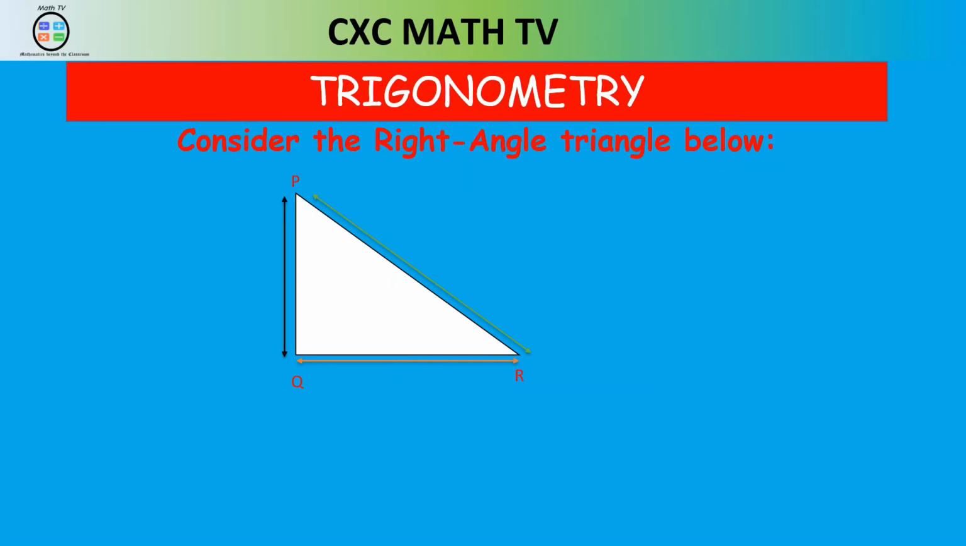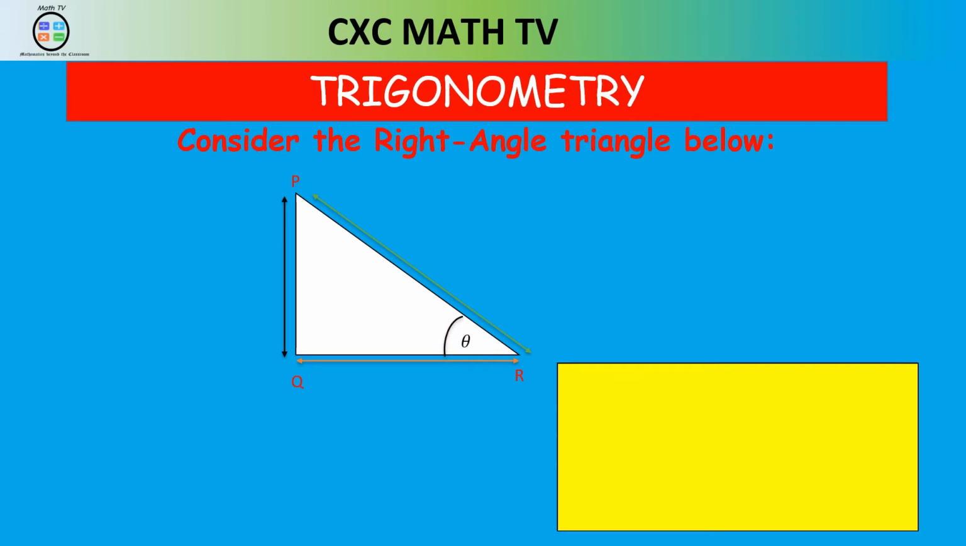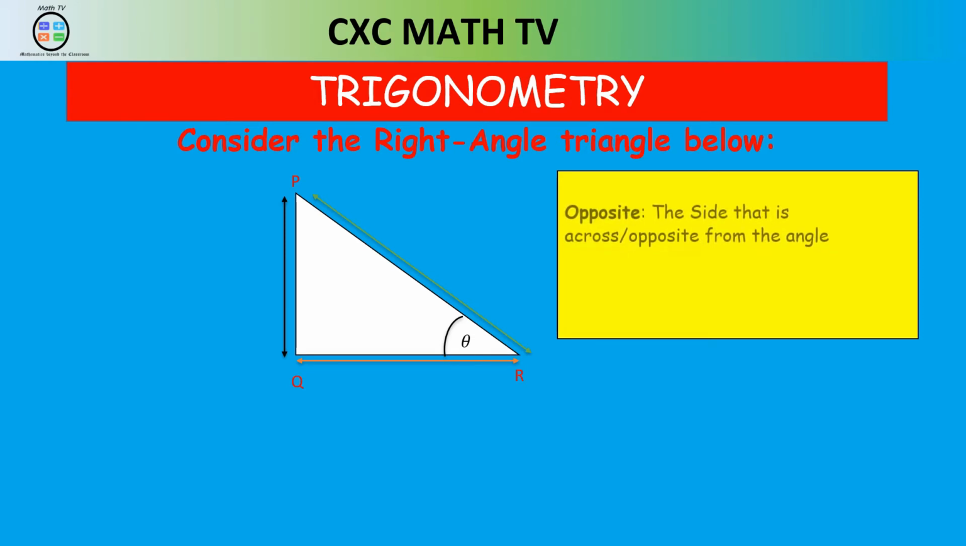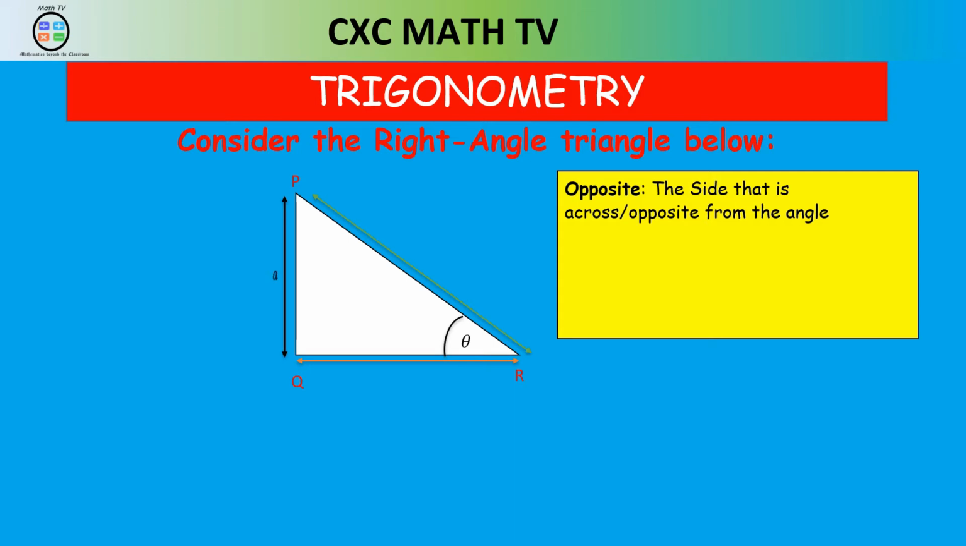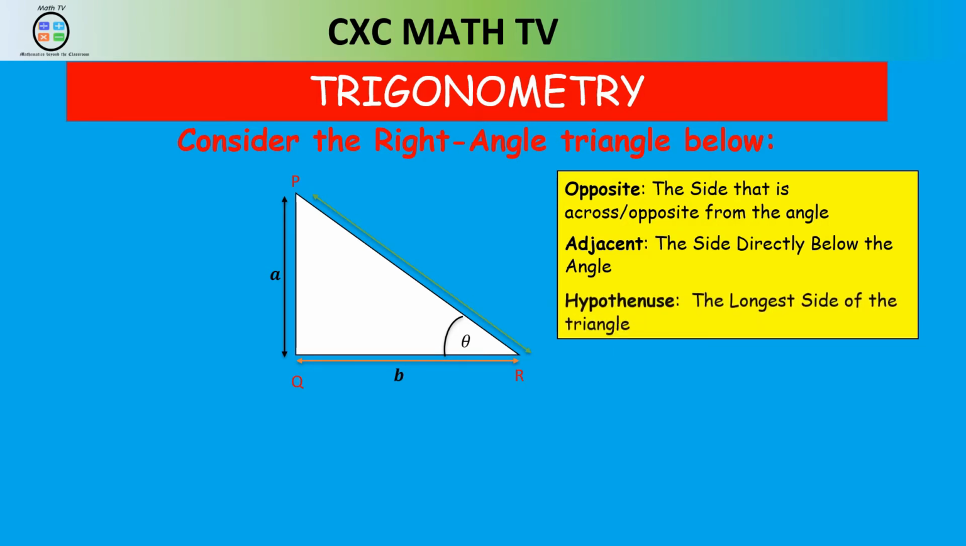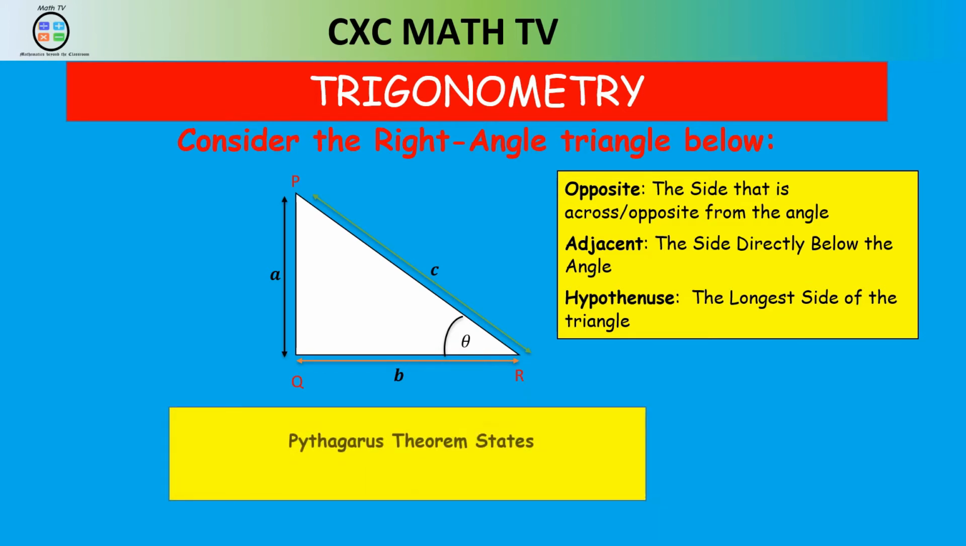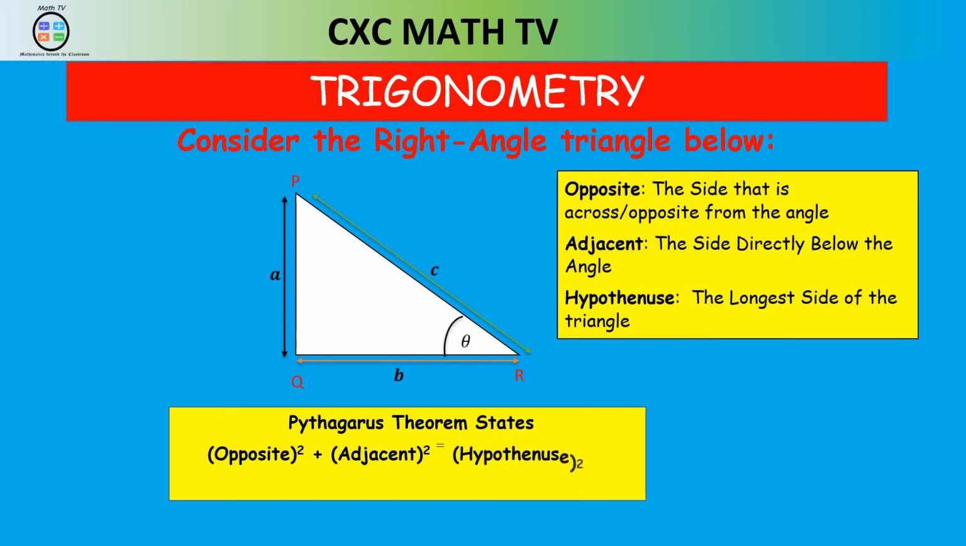Now, the side PQ is known as the opposite, and the opposite is just the side that is opposite from the angle that we're examining inside the triangle. So in this triangle here, we see an angle theta being measured. Any side that is opposite to that angle theta is known as the opposite. The adjacent is the side that is directly below the angle or beside the angle, whichever way you want to look at it. And then the hypotenuse is the longest side of the triangle. Pythagoras theorem states that the opposite square plus the adjacent square is equal to the hypotenuse square.